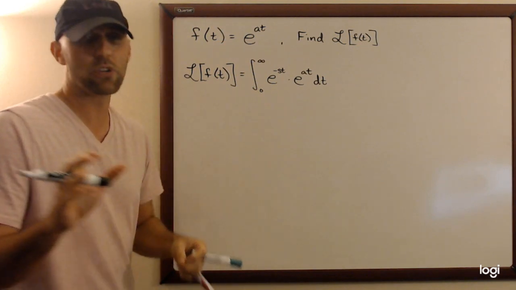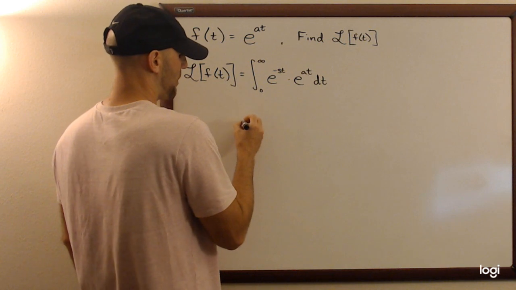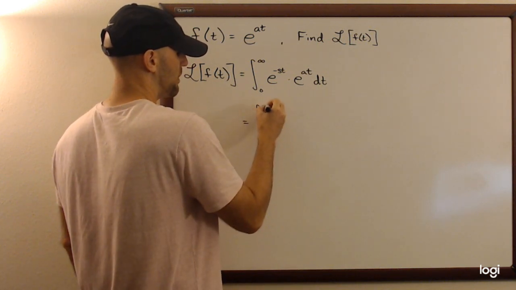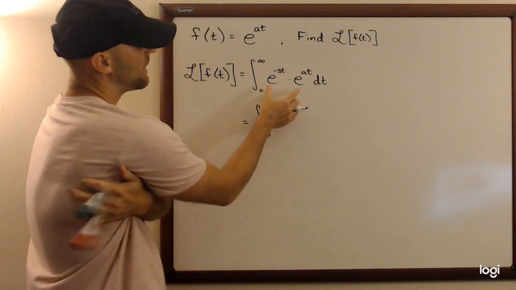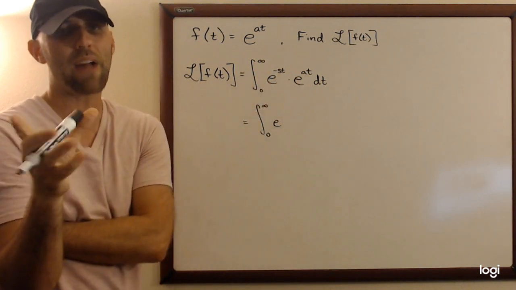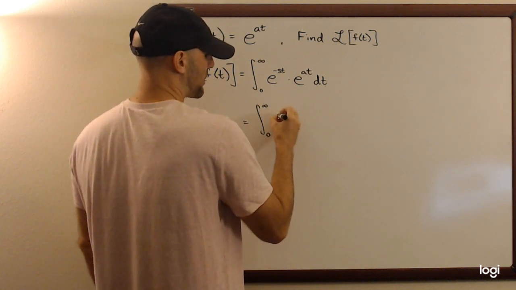So the first thing I want to do is actually, I'd like to combine these two exponential terms. Okay, so I'm going to combine this as the integral from 0 to infinity of e. Okay, so when you multiply like bases, you add the exponents. That's negative st plus at, but I want to factor out the t because that's my only technical variable, right? And I'd also like to factor out the negative 1.